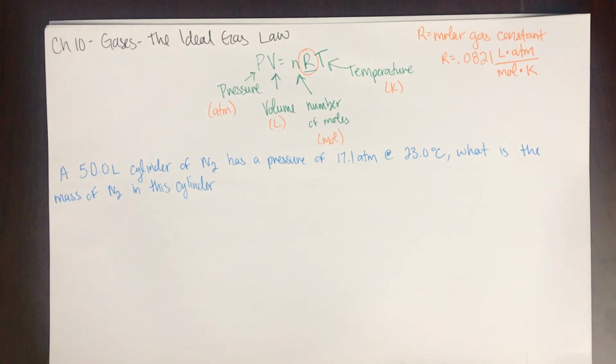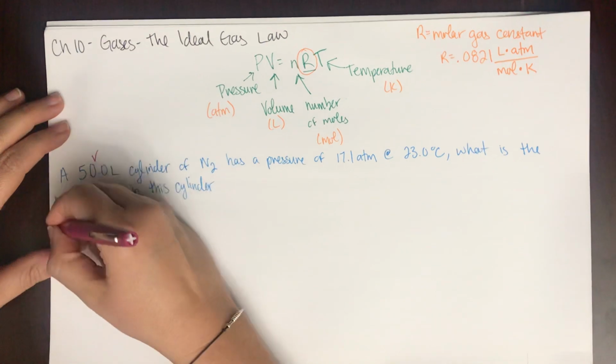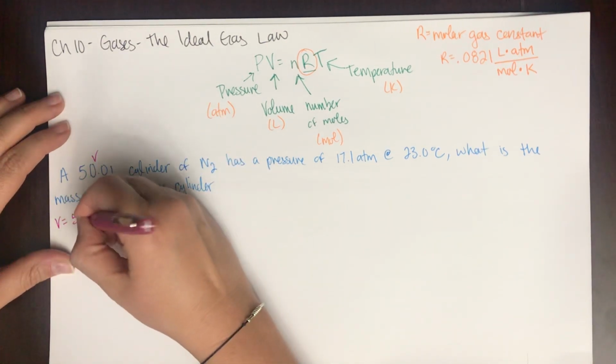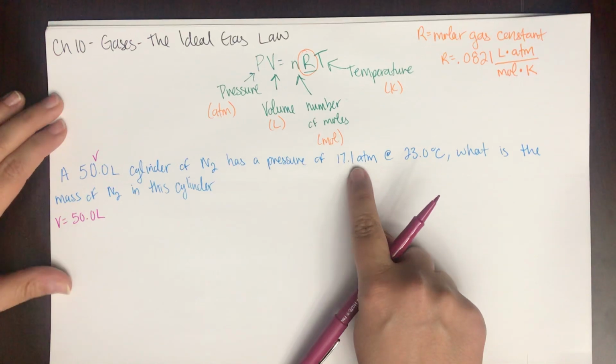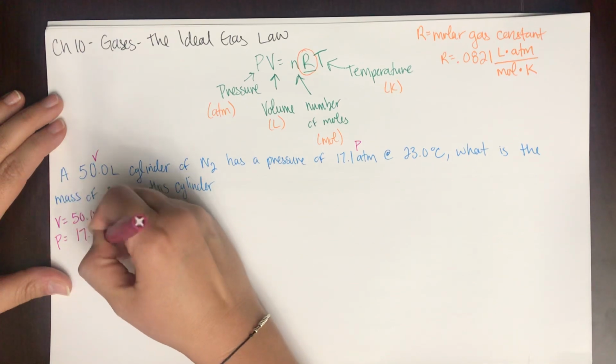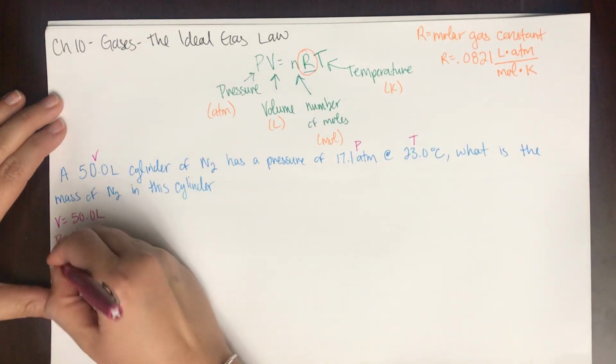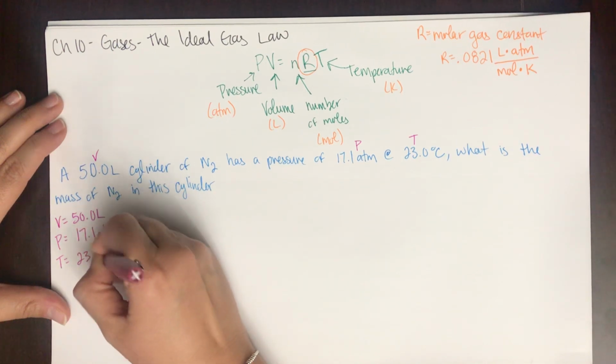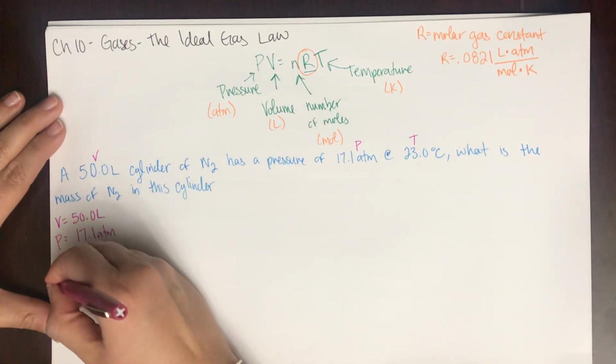So again, these problems are not going to be straightforward, and you might have to do a little bit of investigating to see how am I going to solve this problem with the information that was given. So this problem, if I were you and I was looking at this problem for the first time, I would read it and say, what information am I given? Well, here I'm given a volume that's 50.0 liters. Here I'm given a pressure that equals 17.1 atmospheres. Here I'm given a temperature that's 23.0 degrees Celsius. And what I'm asked for is mass.